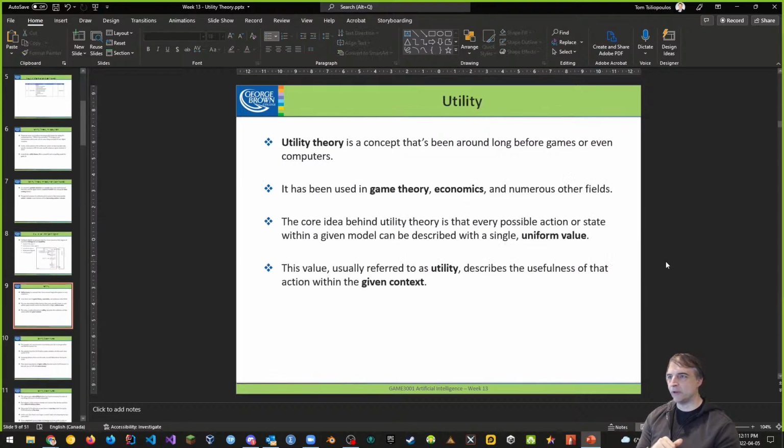So really, utility theory is not new for games. It's been around for a while, not just for games, but also in economics. I want to buy something, and I want to know how much I can buy with the money that I have, as an example. So the idea behind it is that every possible action or state within a given model can be described with a single uniform value, some kind of value that you can assign to your actions.